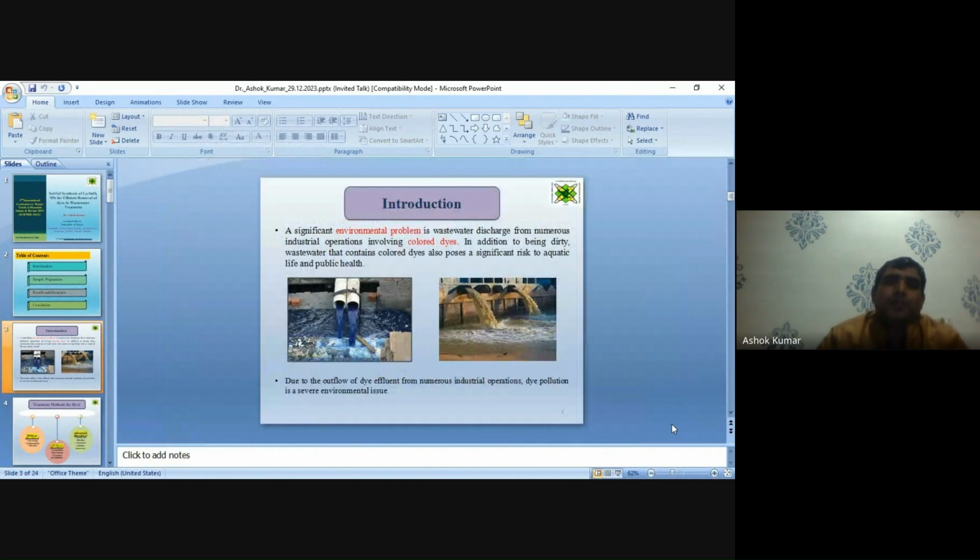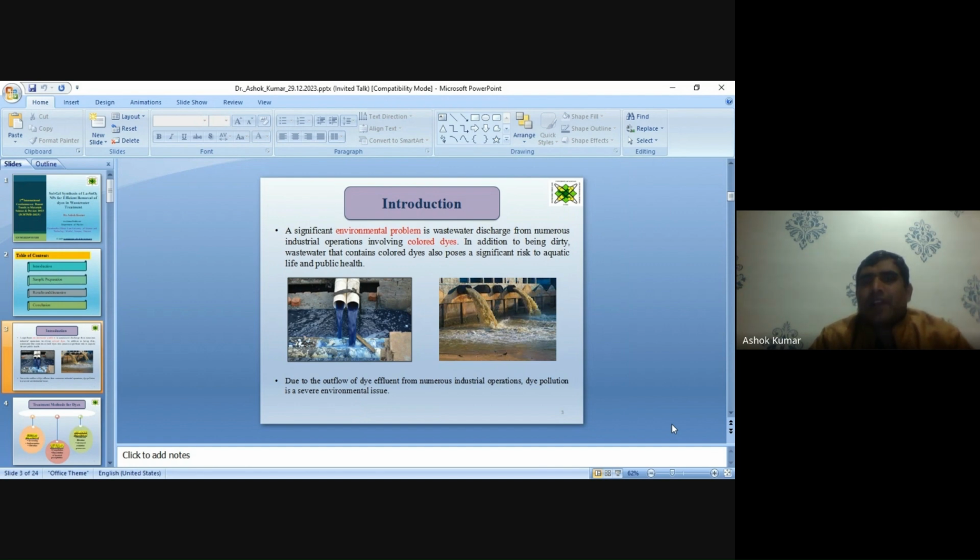So different types of these organic pollutants, such as dyes, are being discharged into the water without any treatment. These dyes are very harmful and toxic in nature, and that causes a significant risk to aquatic life and public health. So due to the outflow of these dye effluents from different types of industrial operations, dye pollution is a severe environmental issue. Now the problem we have is the wastewater.